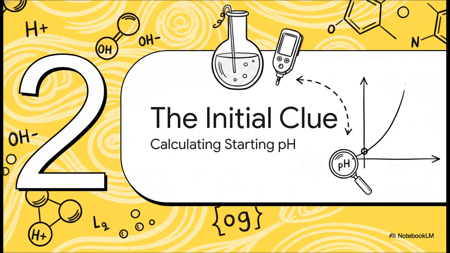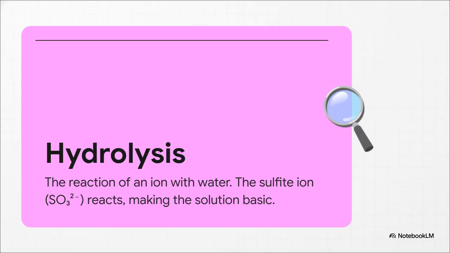Now that we know who our players are, let's go find our first piece of hard evidence. That starting pH value. Let's calculate it. So before we've added even a single drop of acid, what determines the pH? Well, it's a process called hydrolysis. It sounds complicated, but all it means is the sulfite ion from our base actually reacts with the water itself. It grabs a hydrogen from a water molecule, and that leaves behind hydroxide ions. And that is exactly why the solution is basic to begin with.